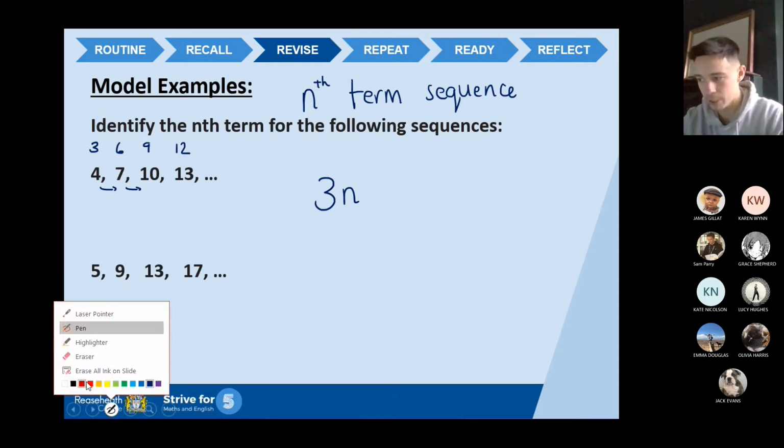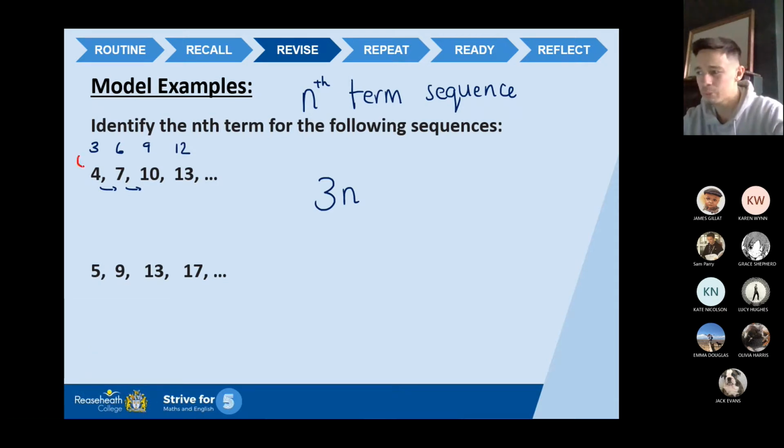12. And what I do at that point is I say, well, how do I get from 3 to 4? I add 1. How do I get from 6 to 7? I add 1. I add 1. And what do you think I need to do to my beautiful answer? I need to put add 1 in. 3n plus 1. That is an expression that will help me. It's basically my 3 times table, but I'm adding 1. That's what it is. Okay.